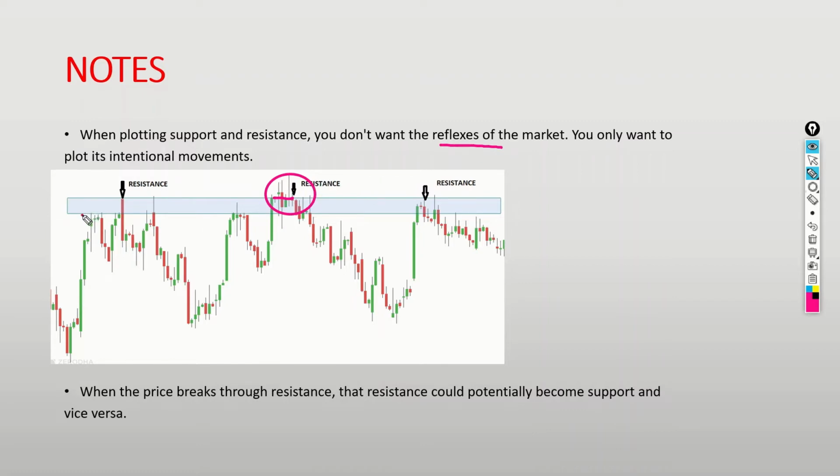It breaks through the given level, this level here. So the market breaks through the level and then it creates some new price changes up and then it comes back again. So this is what we call the market reflex. So this is a market reflex, and then this is also a market reflex. So we ignore those levels and then we connect the levels which are more suitable. Okay.